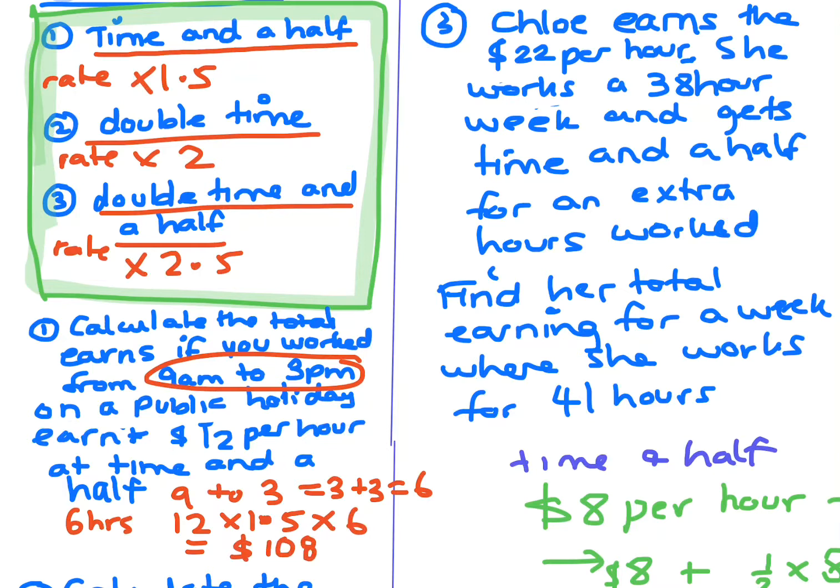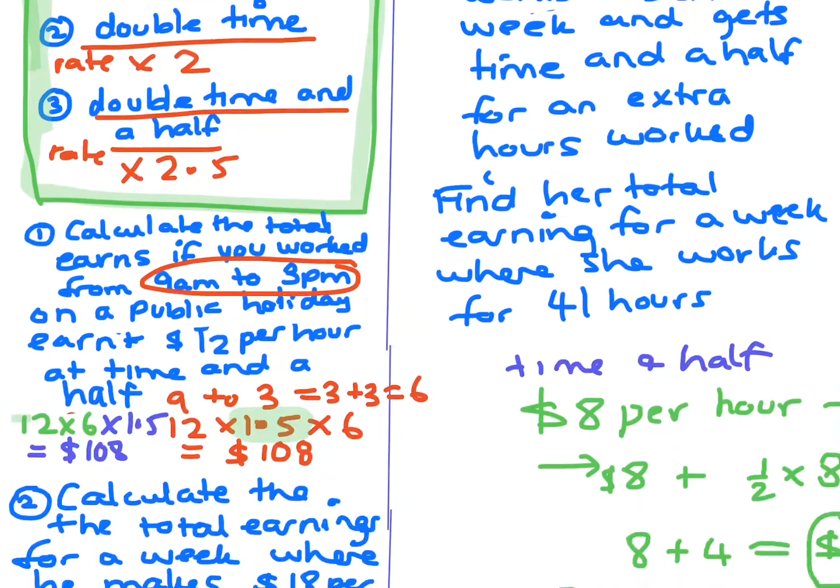you'll end up with $108. The only difference when you're doing this to what you were doing the other day with just the hourly rate is that normally you'd just go 12 times 6. But with this, the difference is you then have to times by the 1.5 and you'll get the $108.